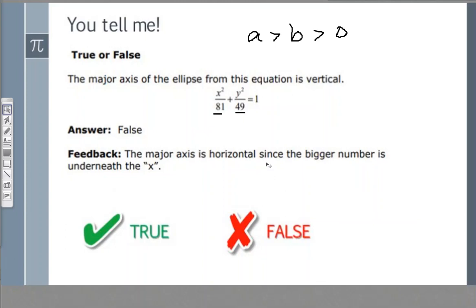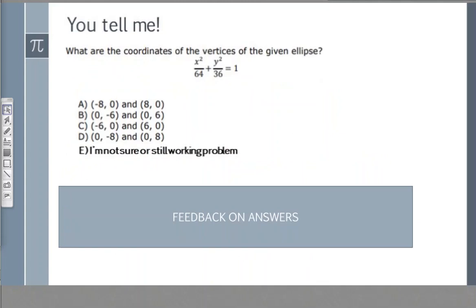All right, here you pause just again. What are the coordinates of the vertices of the given ellipse? And remember, your vertices are your origin and then your k plus or minus A, your A value. Okay, before I do the answer feedback, let's look at this. There again, A is greater than B is greater than 0, so that means my A value is 64. Actually, that's my A squared value.